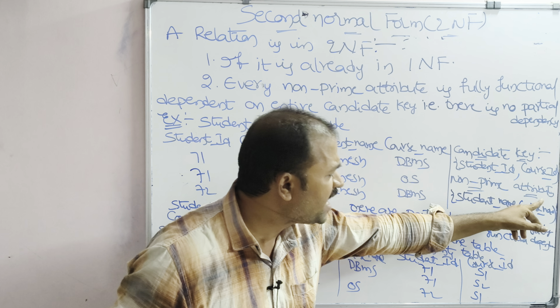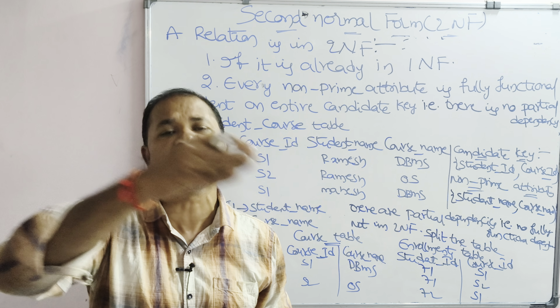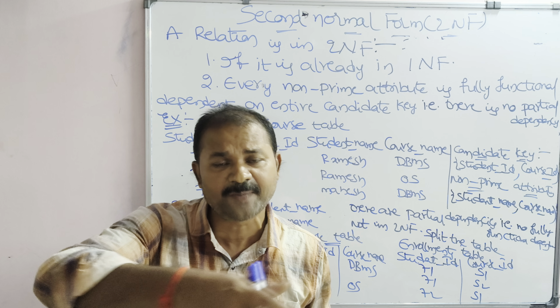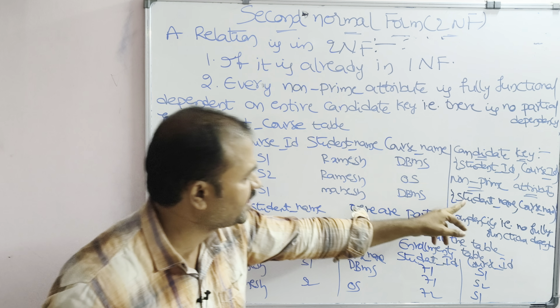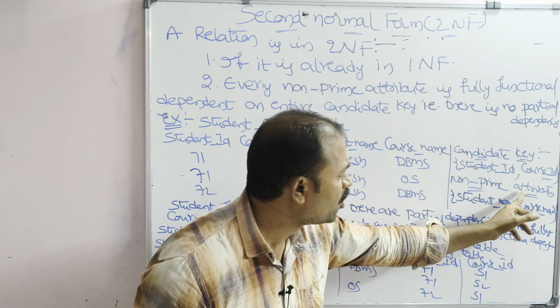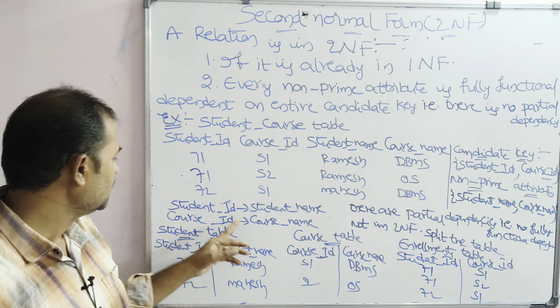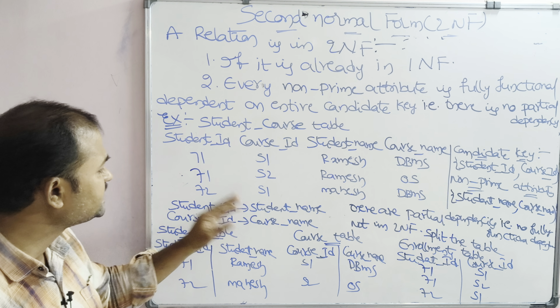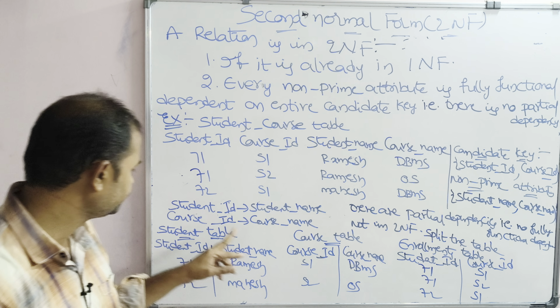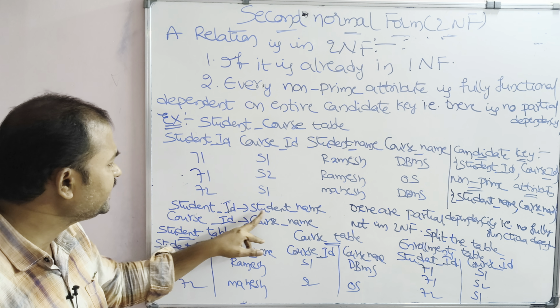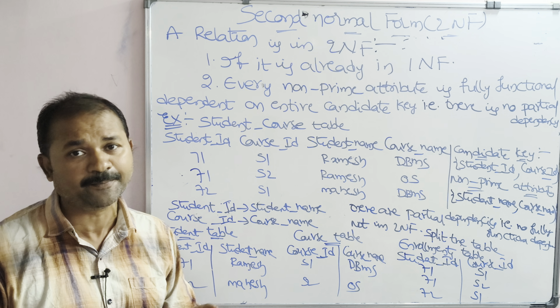Next, non-prime attributes are the remaining attributes which are not part of the candidate key. They are student name and course name. These two are non-prime attributes. Now let's check whether these functional dependencies are correct or not. Student ID determines student name.